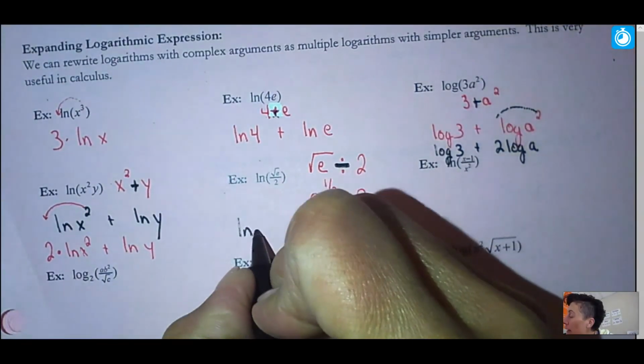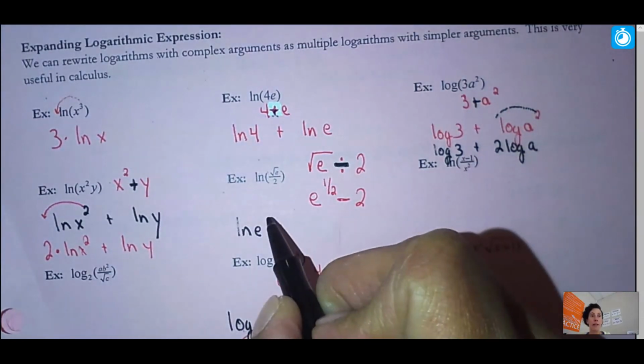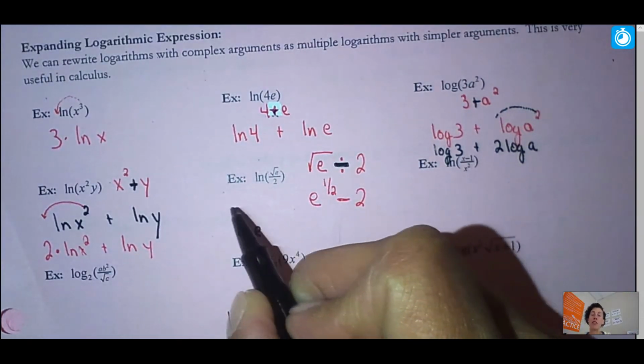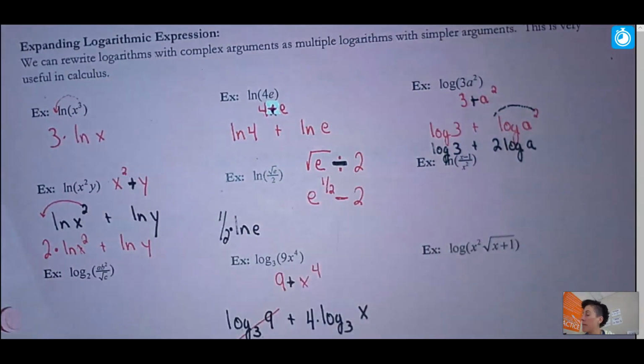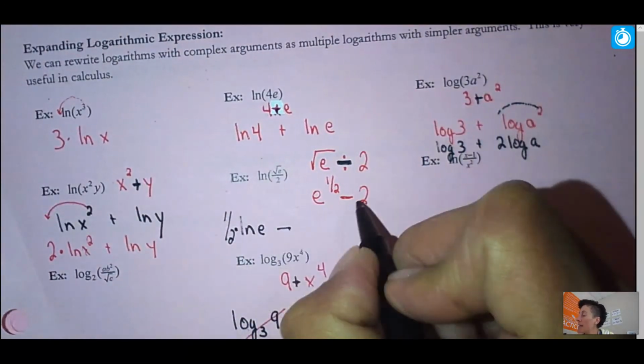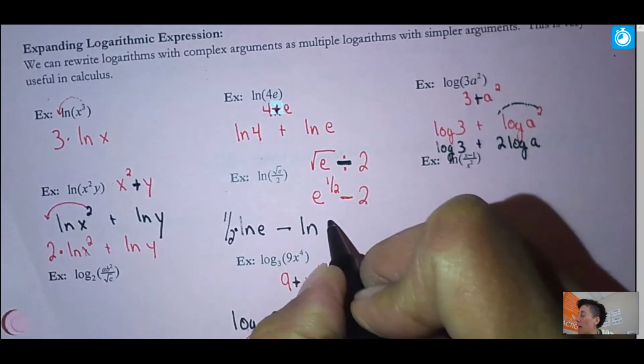So ln e. And let's go back to this rule. If you see an exponent, it just moves to the front of its particular log and multiplies it. And then there's that minus sign, and then I'll do the natural log of 2.